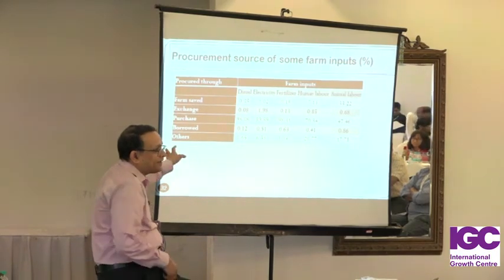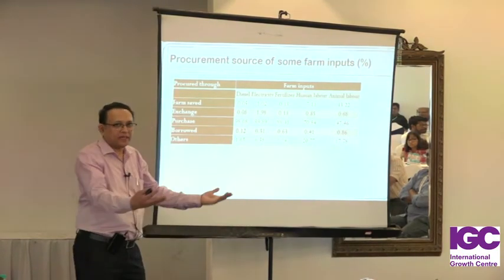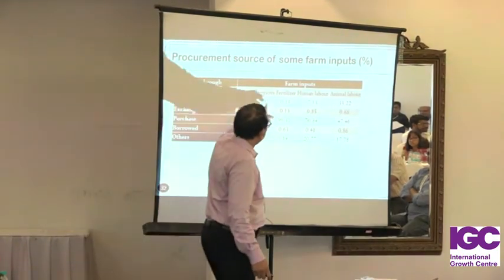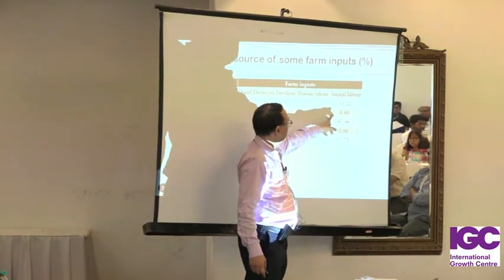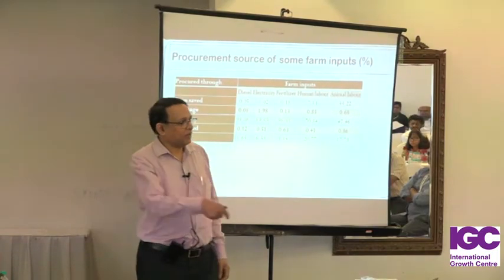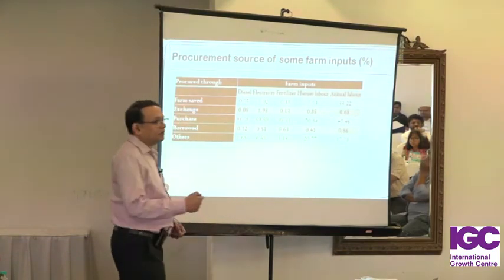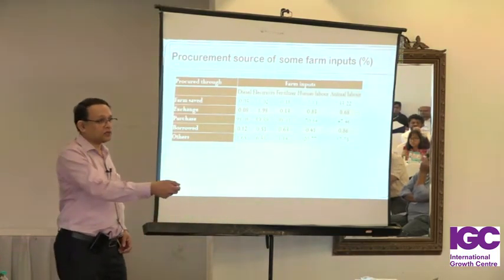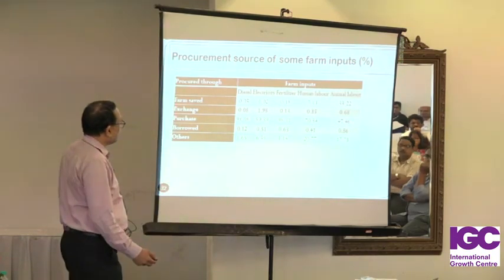Well, farm saved means out of their own farm they are getting those inputs, and you see this is fairly high. 7% of human labor is from within the family, and 33% of the animal labor is coming from their own animals. So which means there is no imputed cost of those labor, and therefore you are understating the value of those labor. Okay.